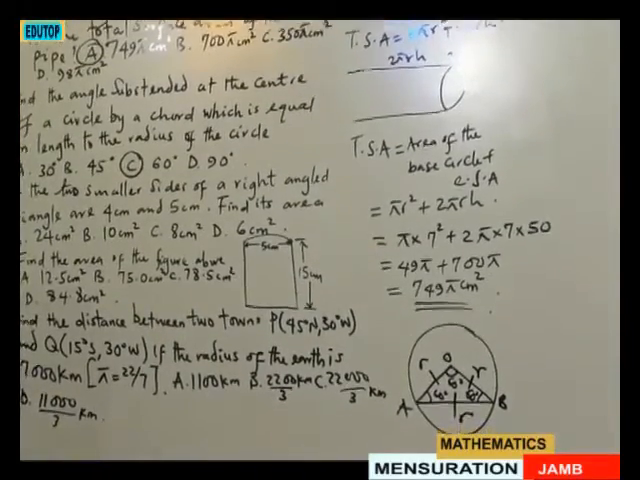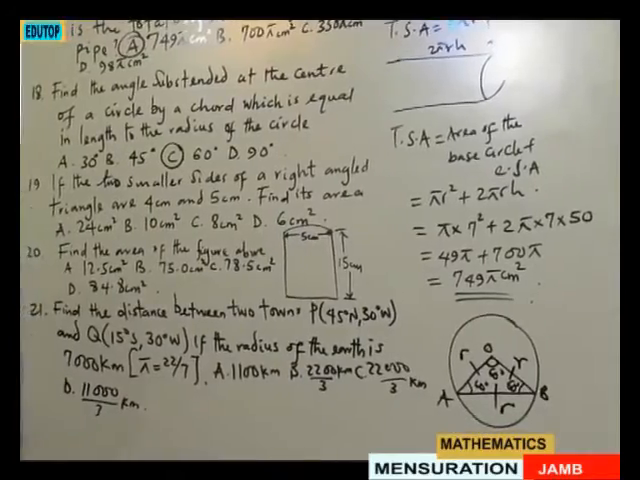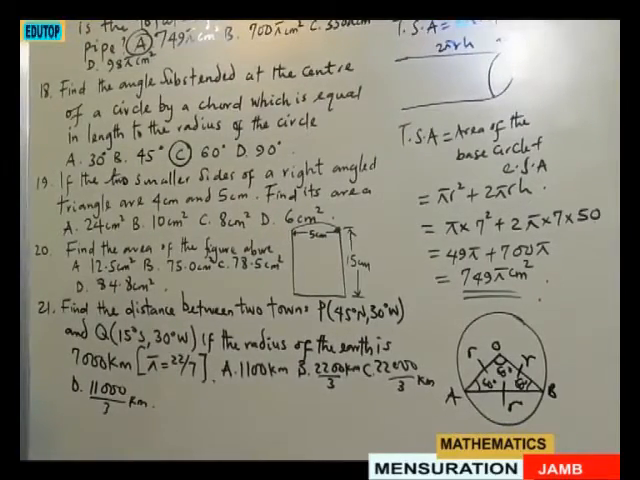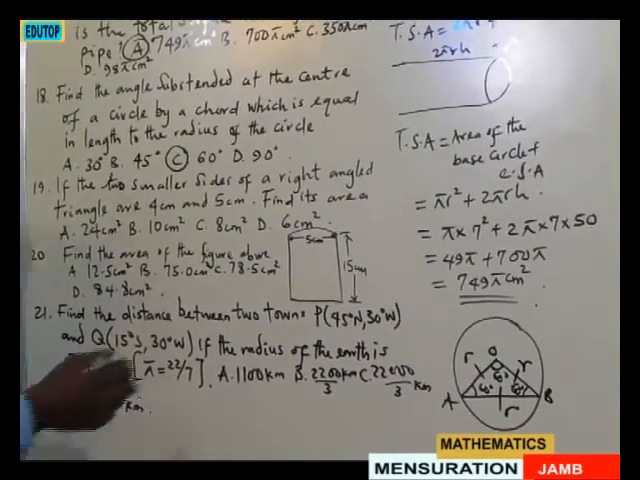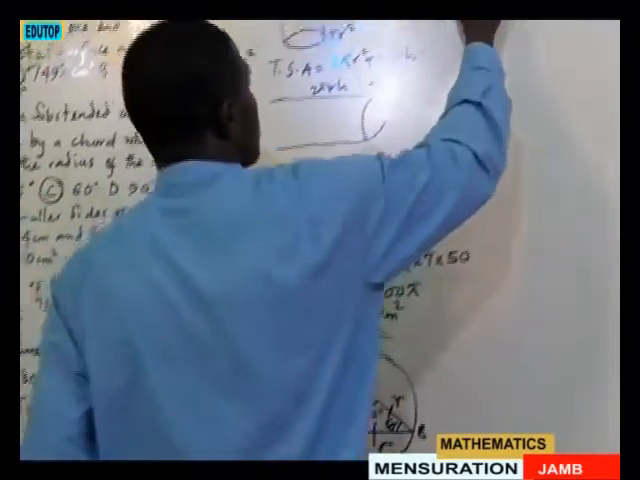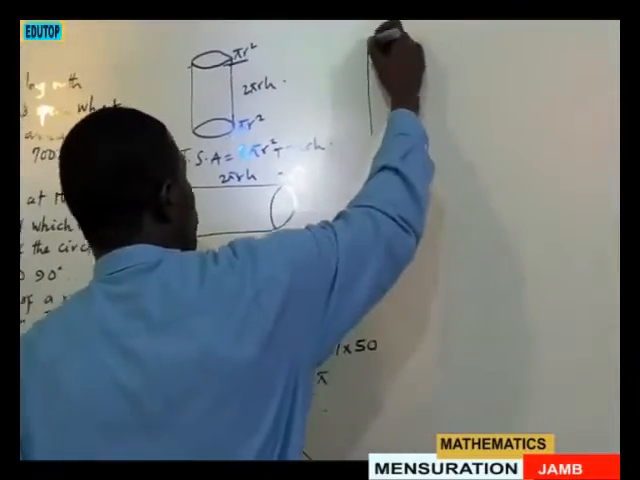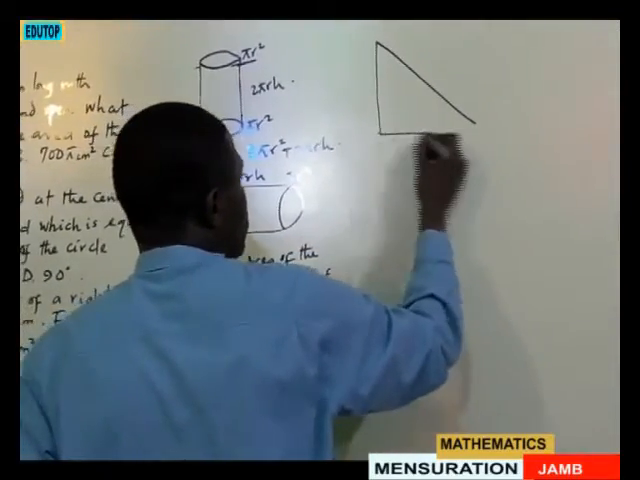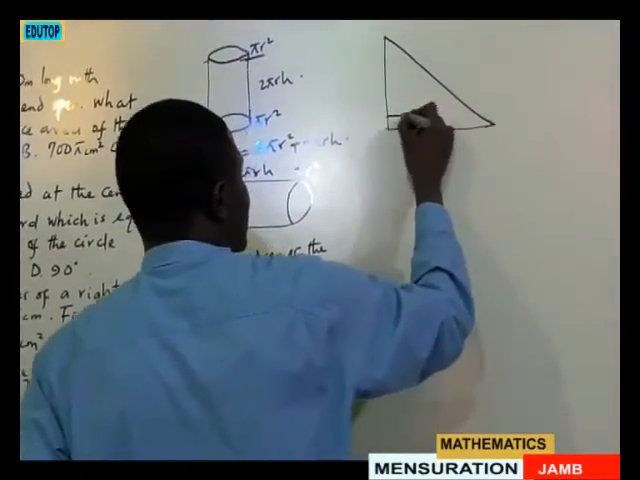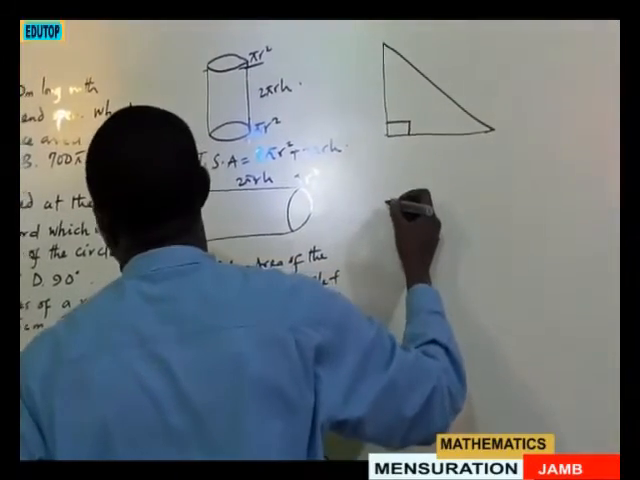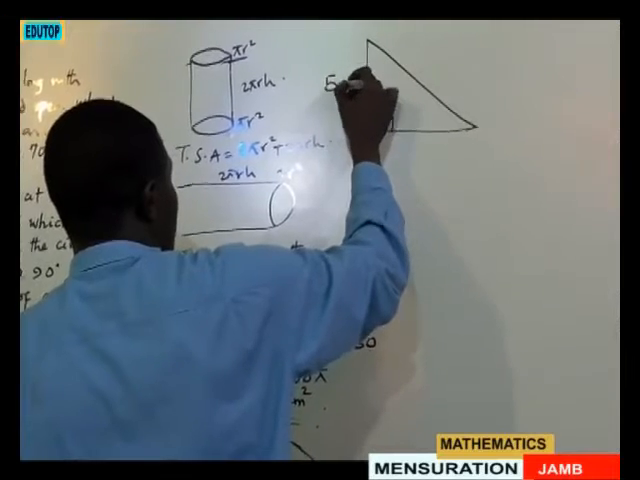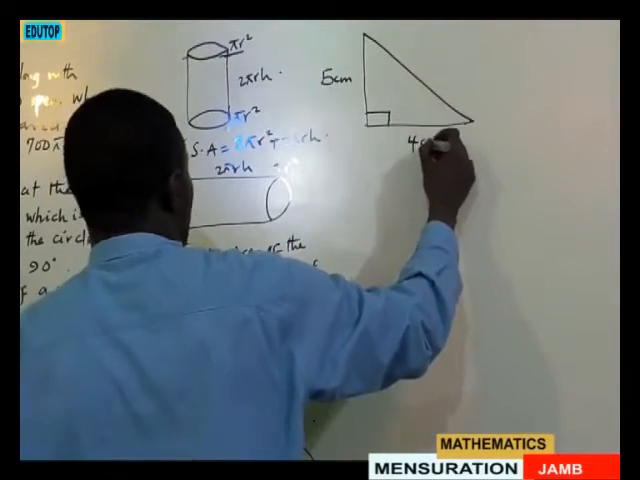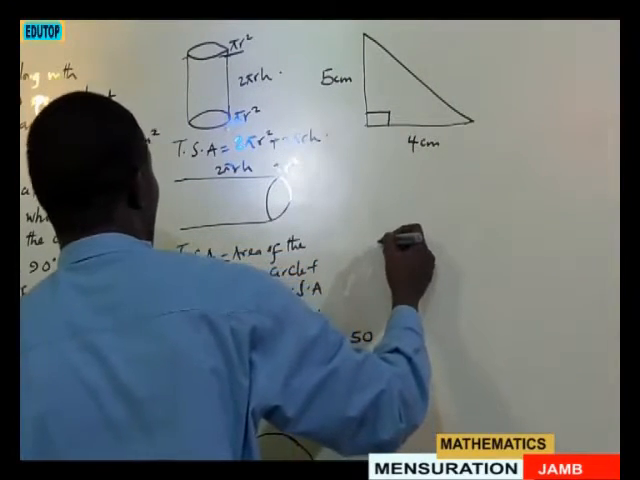If the two smaller sides of a right-angled triangle are 4 centimeters and 5 centimeters, find its area. So we have the right-angled triangle like this. This is a right-angled triangle, and they said the two smaller sides, so let this one be 5 centimeters and this one 4 centimeters. And the question now wants us to find the area.